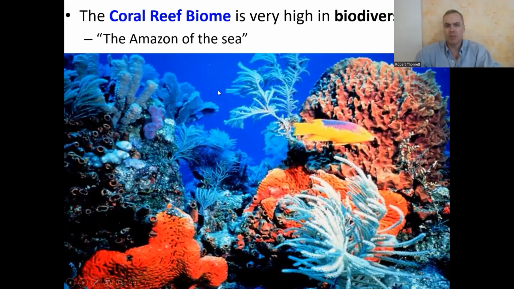And last but not least, again, we're skipping the wetland biome because we talked about that a little bit, but we go to the coral reef biome, which is different because it's in the ocean. And some people say that there's as much biodiversity in the coral reef biome as there is in the actual Amazon itself. It is very, very high in biodiversity. And just to be clear, when we say that, we don't necessarily mean that the actual coral itself is high in biodiversity. It's saying that there's a lot of species that live among the coral.